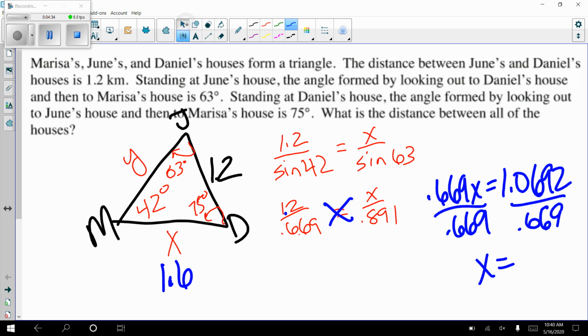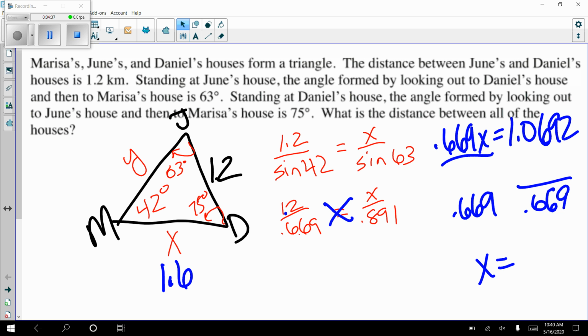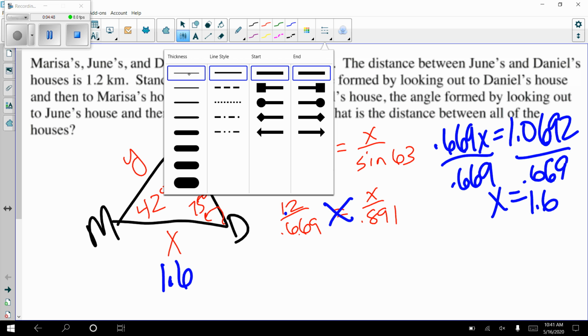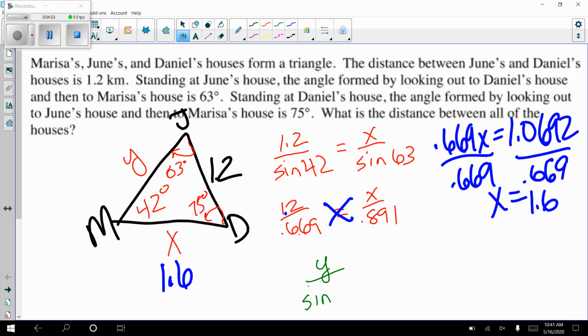Let me just slide this up here a little bit out of the way so we can do the next one. I guess I should have written that there. Let me go back. We'll use a different color here, maybe a thinner line again. So let's try to find y. I would do y over the sine of 75 equals, and I'm going to go ahead and do the 1.2 over the sine of 42 again. So sine of 75. Let me make sure I'm in degrees on this calculator.